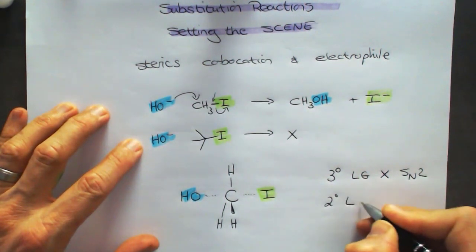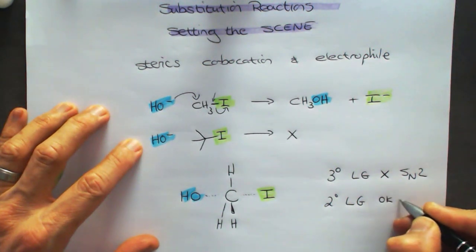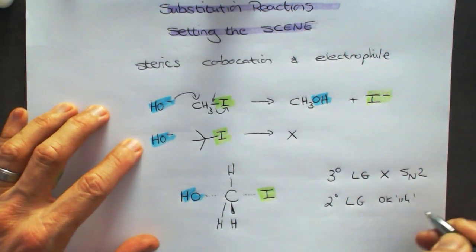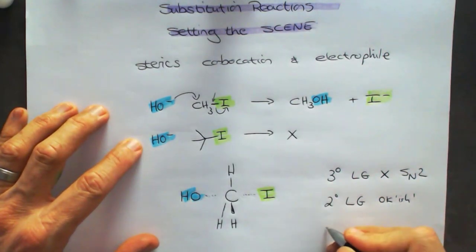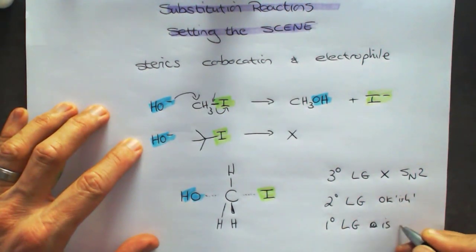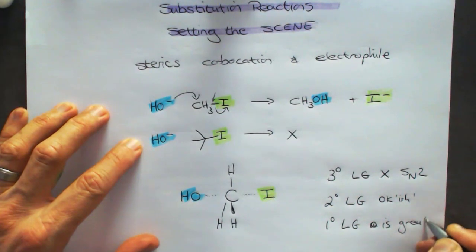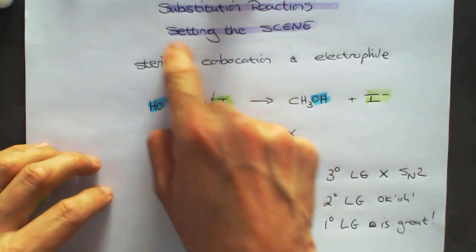Secondary leaving groups are okay-ish, all right. They're actually quite common, but they are not super fast, whereas a primary leaving group is great. All right, so for substitution reactions, sterics is quite important.